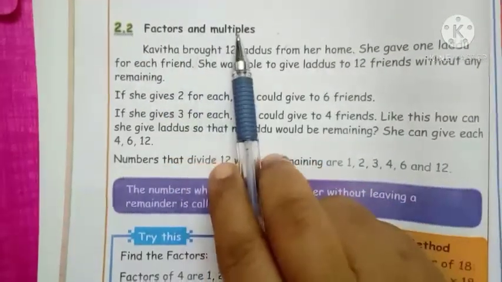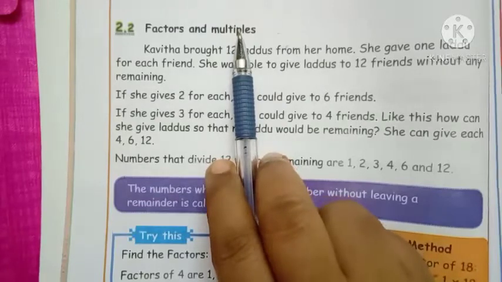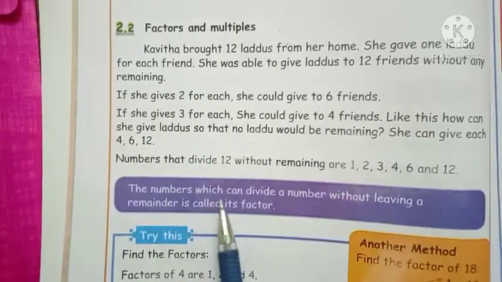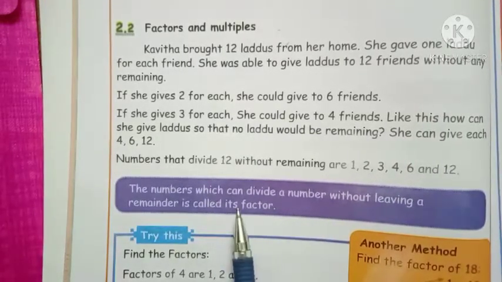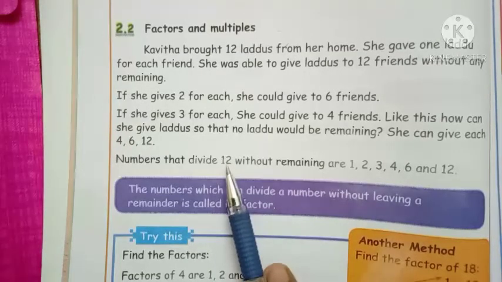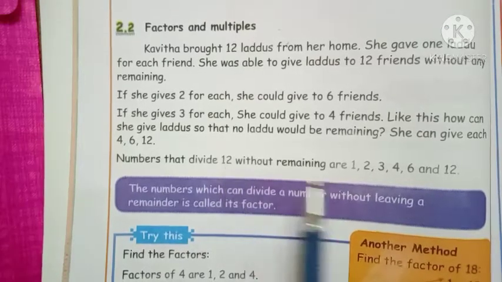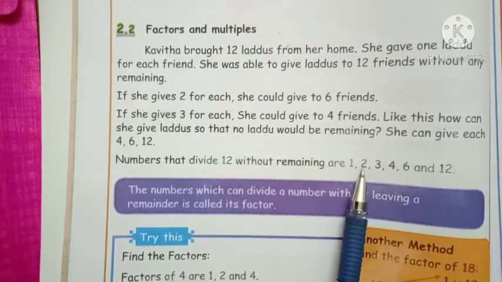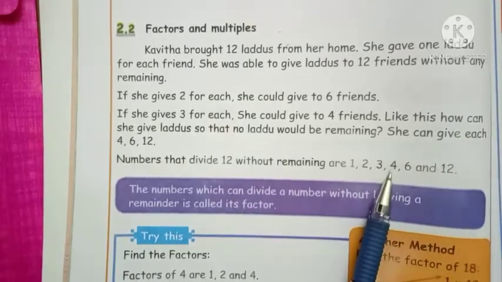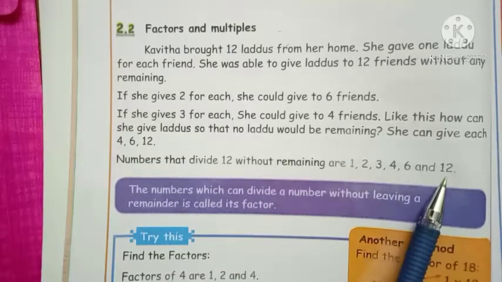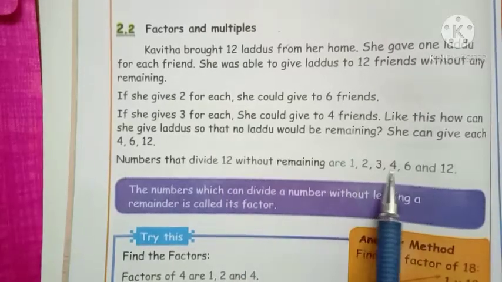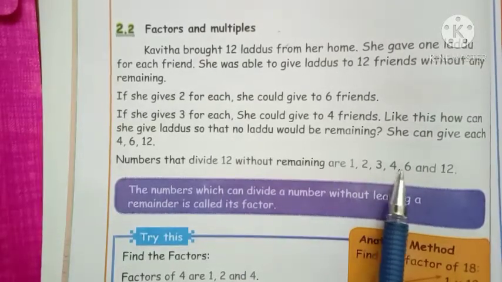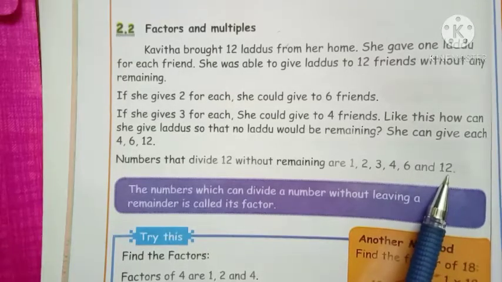2.2 Factors and multiples we will learn today. The numbers which can divide a number without leaving a remainder are called factors. Here we take the number 12. What tables does 12 come in? 1 table, 2 table, 3 table, 4 table, 6 table and 12 table. All these tables come for 12. That's why they are called factors. 1, 2, 3, 4, 6, 12. These are called the factors.